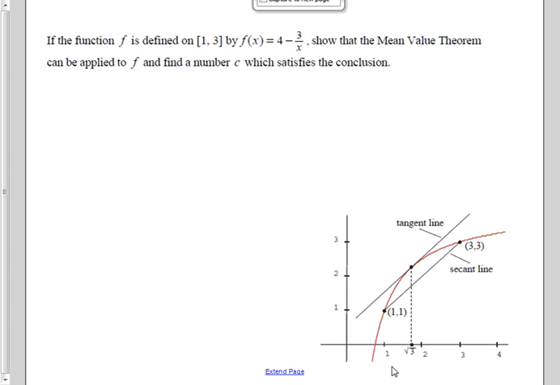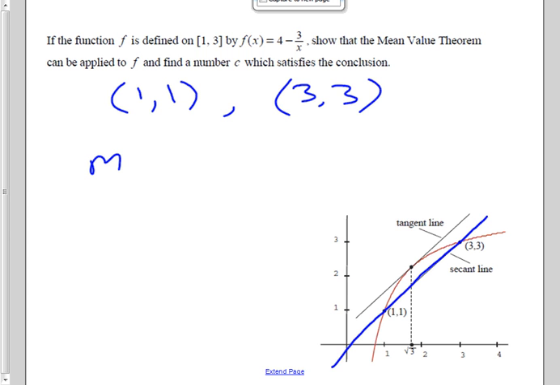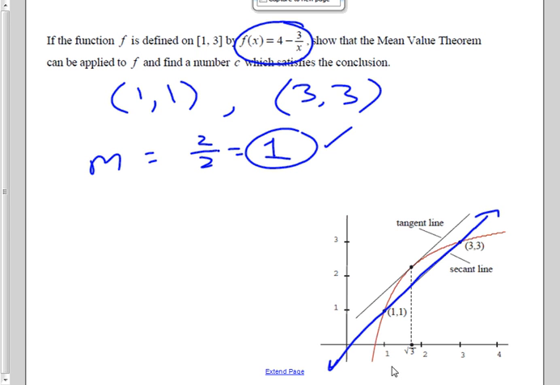And we know that at 1, my function equals 1, and at 3, my function equals 3. So the slope of this secant line is going to be the change in y over the change in x, which is 1. So therefore, I want to find where my derivative of this function equals 1. So let's find the derivative function.